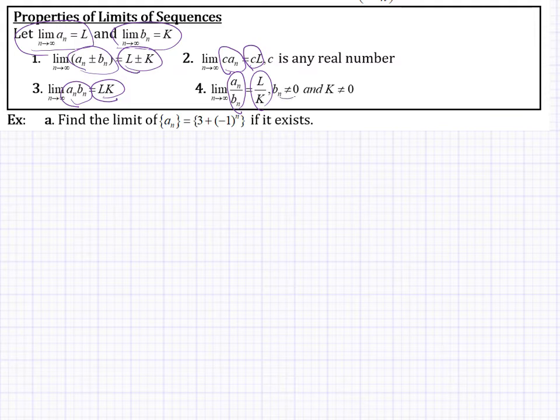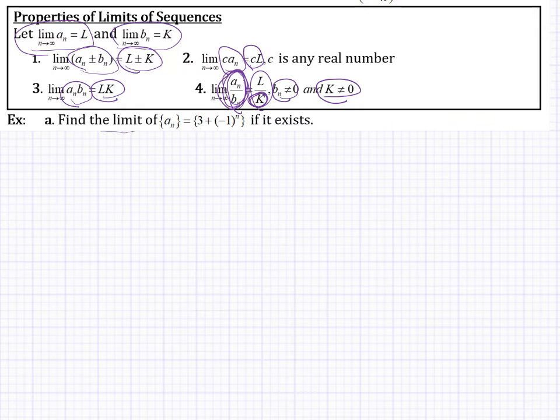Barring that none of the terms of b sub n equals 0, and also the limiting value doesn't equal 0. Because we can't have any term be 0, that would mean one of the terms of this division sequence would be undefined. And we can't have the limiting value be 0 because then the answer would be undefined.